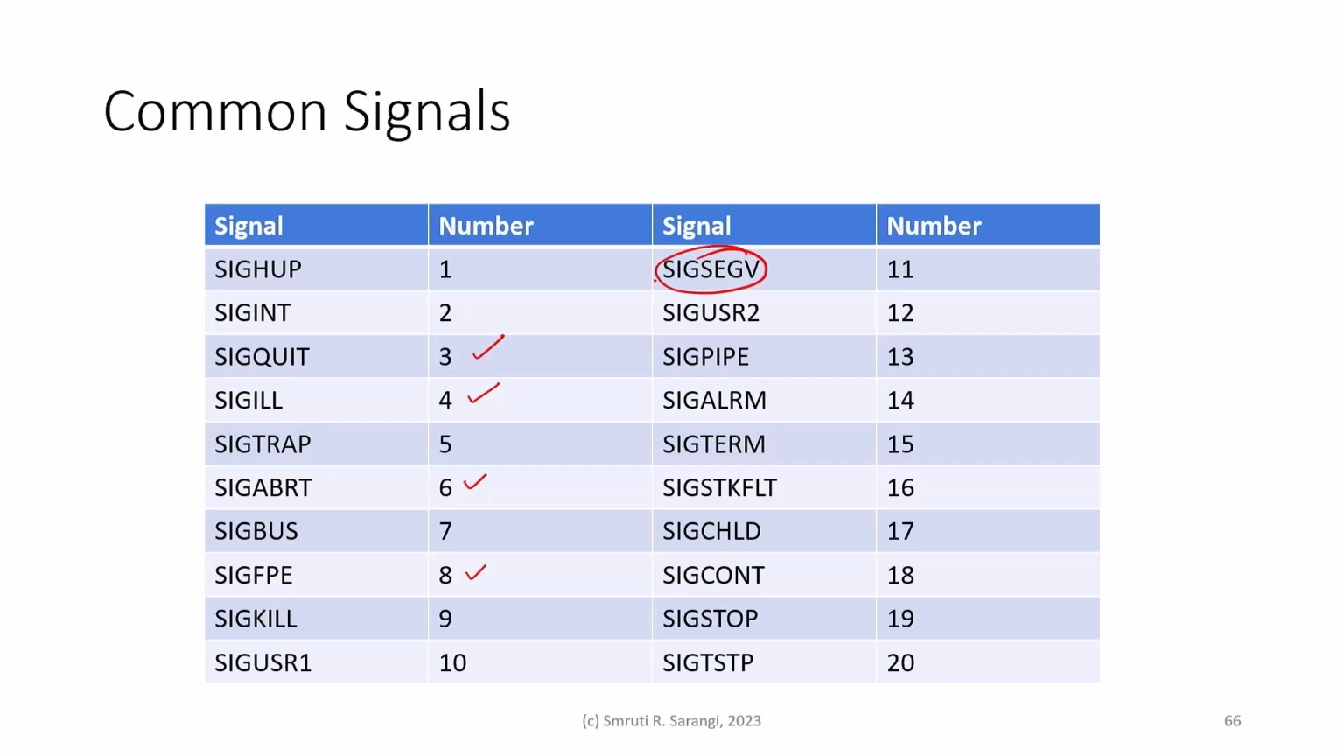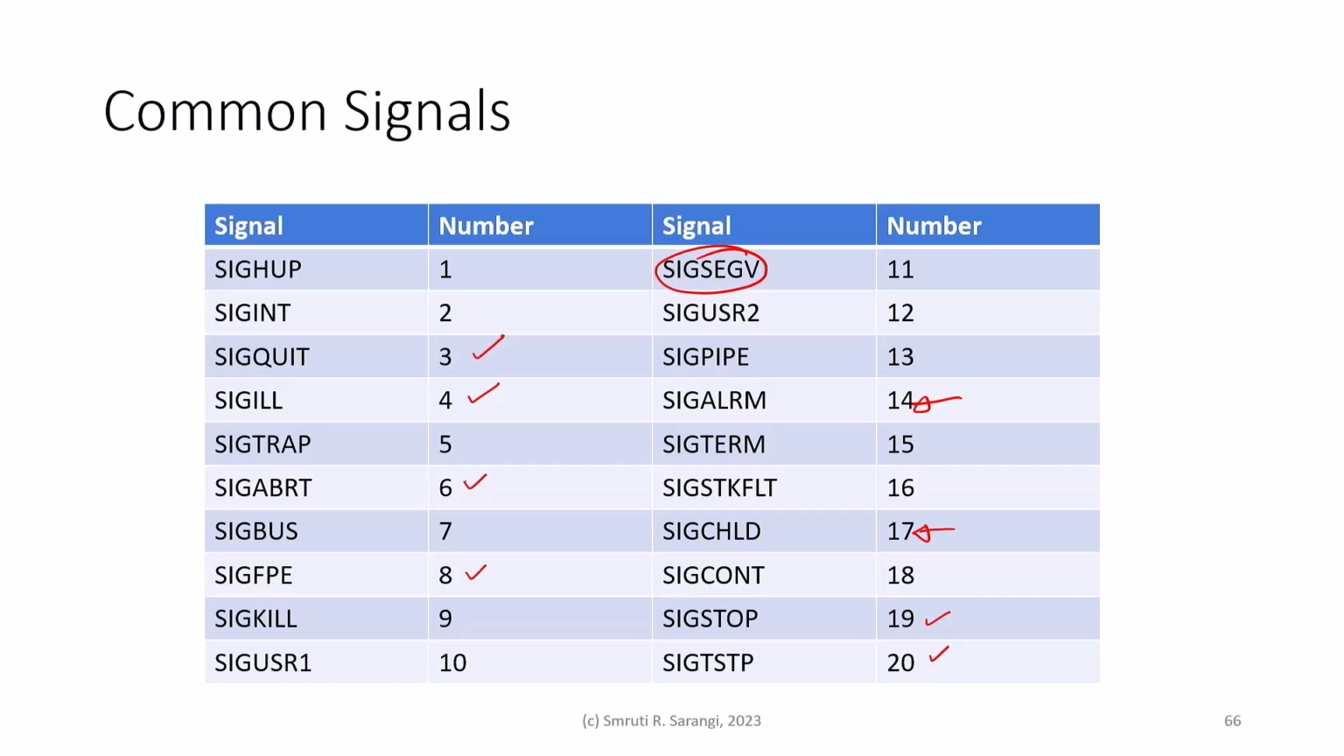SIGSEGV is your segmentation fault that you routinely see in C programs because you access some illegal memory address. But there are a bunch of other signals like SIGALRM, which is when your timer expires, right? SIGCHLD, we have seen, is the one that is sent to the parent when the child exits. SIGCONT and SIGSTOP, we have seen stopping a process and resuming it. So we have seen many of these. We have seen two versions of stopping actually, SIGSTOP and SIGTSTP. One is like a hard stop and one is a soft stop.